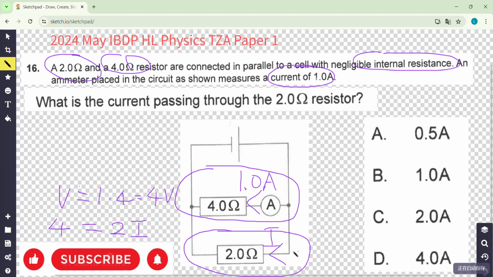So what is the result? Look at the options on the right. Yes, you got it. 4 divided by 2 is 2, so the answer is C.